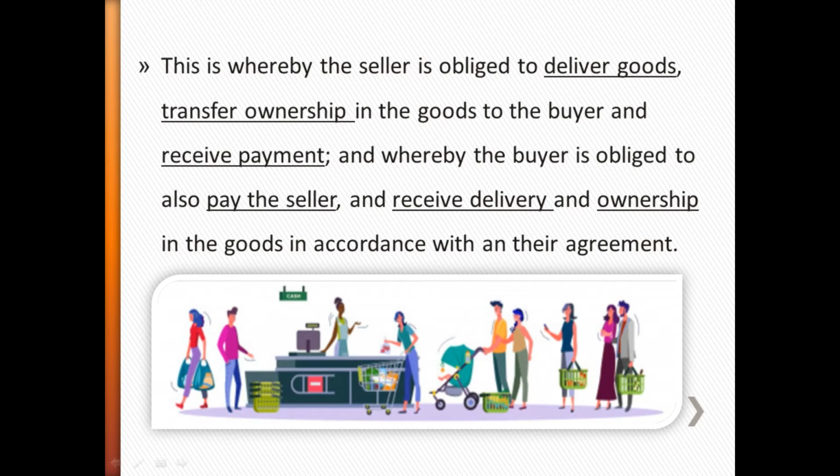So, expanding on those definitions, we can say that this is whereby the seller is obliged to deliver goods, transfer ownership in the goods to the buyer, and receive payment, and whereby on the other hand, the buyer is obliged to also pay the seller, receive delivery and ownership in the goods in accordance with their agreement. The highlighted points here form the essentials of purchase and sale contracts.